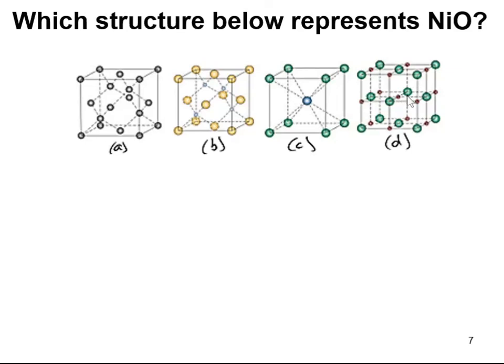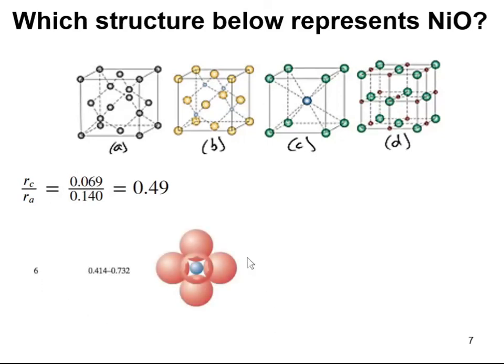What I need to do is just check the cation to anion ratio. And if I do that, I pulled these off of the table in the previous slide, I'm going to get 0.49 for the ratio for nickel and oxygen. And then if I go to that table in my text, I can find 0.49 is between these two values here, 414 and 732. So that means I have a coordination of 6, and I'm looking at a structure like this when I'm just considering the neighbors around my cation.